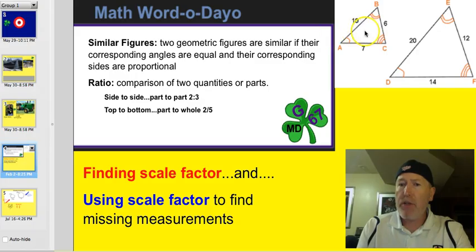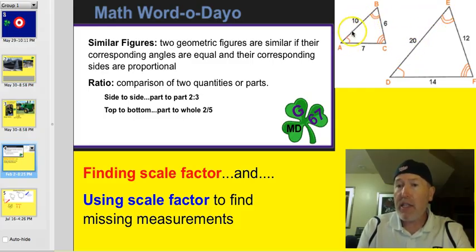Similar figures are any two geometric figures that have corresponding angles that are equal. This angle B is equal to its corresponding angle E. See the two little lines showing that they're the same? Look at angle A. 1 and 1 here, showing that these two are equal. 3 over here on angle F and 3 on angle C. They're similar if their corresponding angles are equal and their corresponding sides are proportional.